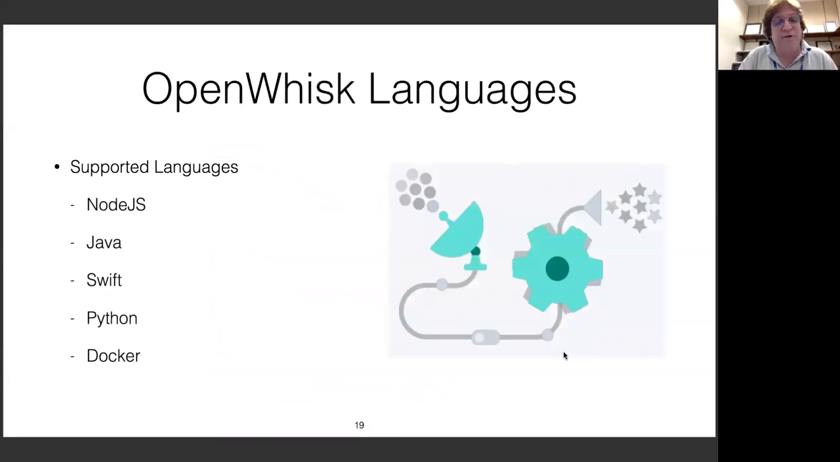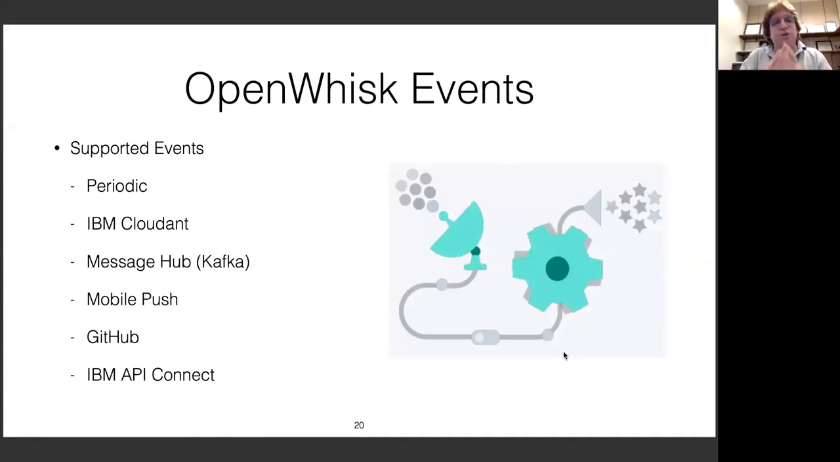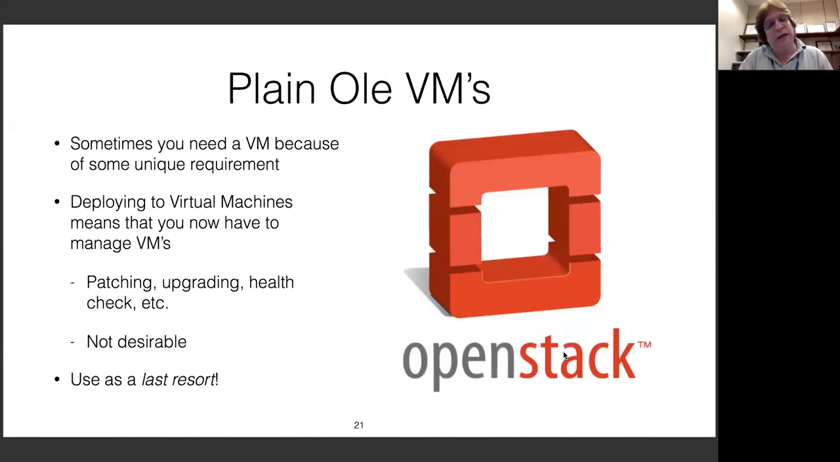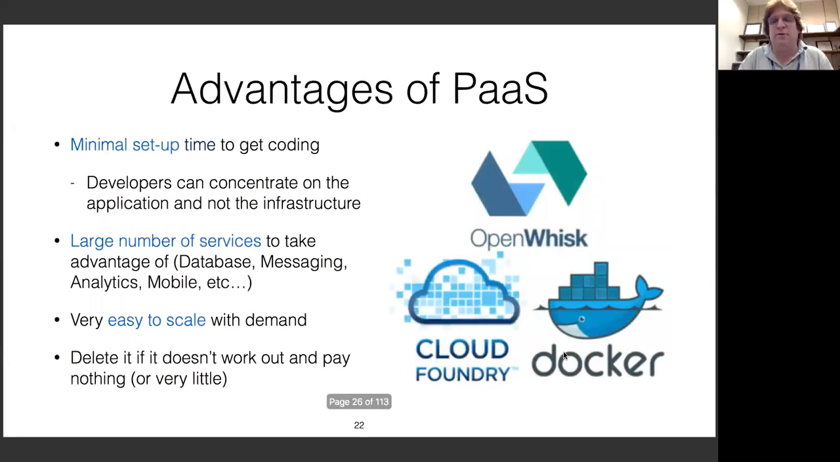It supports Node.js, Java, Swift, Python, and Docker. Once you get to Docker, you can put C++ or any language in there. And then you can subscribe to periodic events or Cloud or Message Hub, which is what I was using, Kafka, or mobile push. So if any of you are going to do mobile stuff, you might want to look into OpenWhisk events. And then there's plain old VMs. I don't think any of you are going to need to deploy anything in a VM because you've got to patch it and health check it, and you don't like those, right?